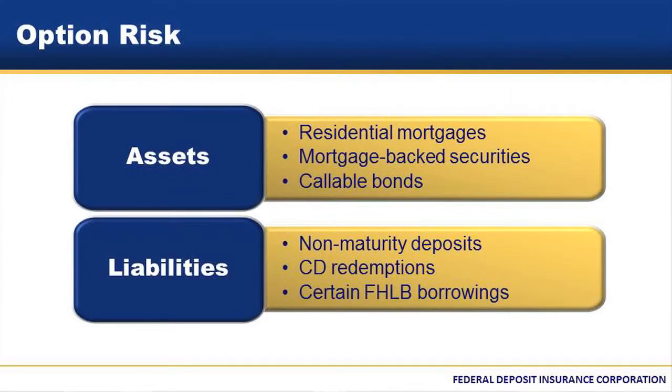We're not going to cover them all in detail at this point, but it's worth noting that this list includes a significant portion of most community banks' assets and liabilities. Residential mortgages provide a good example of option risk.